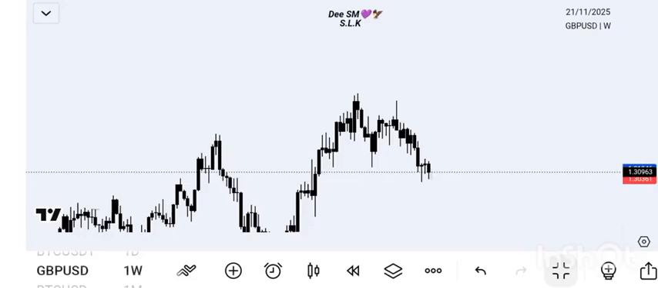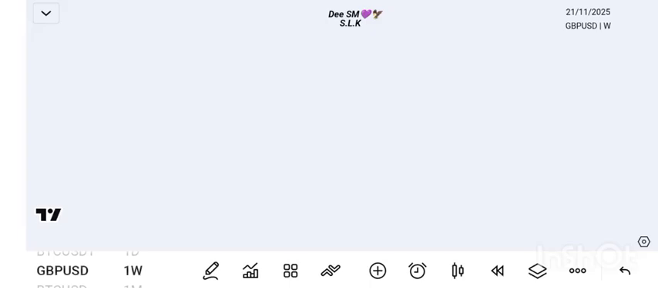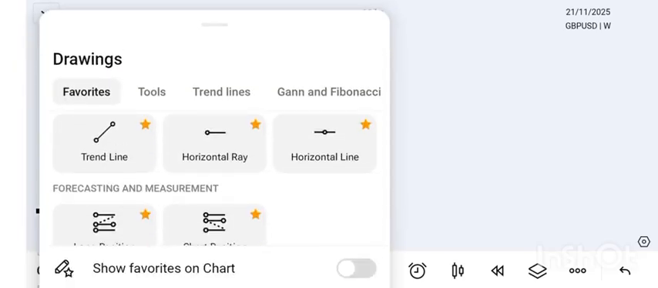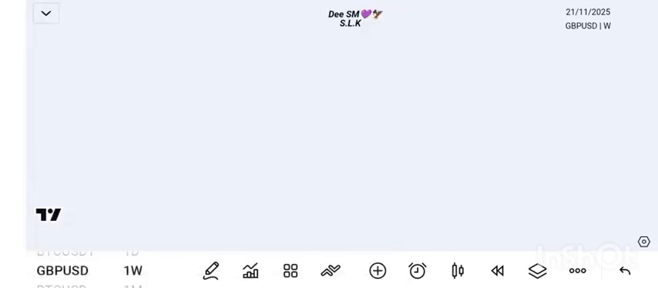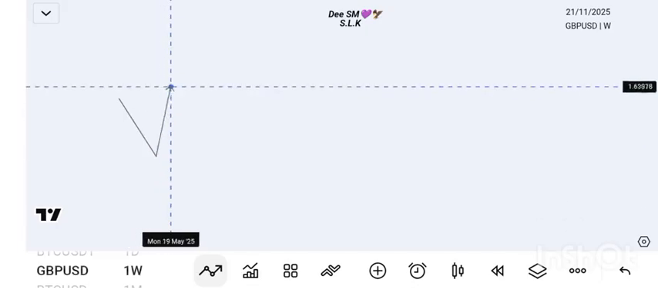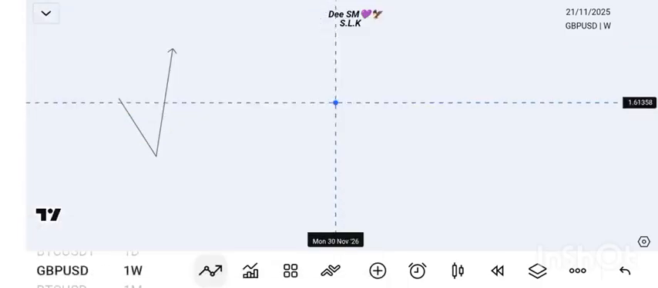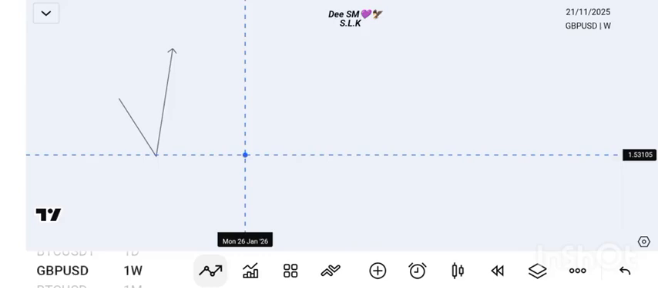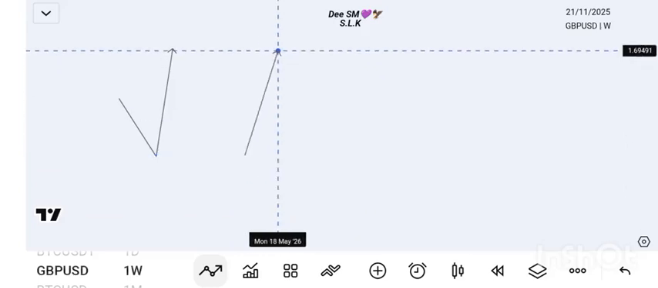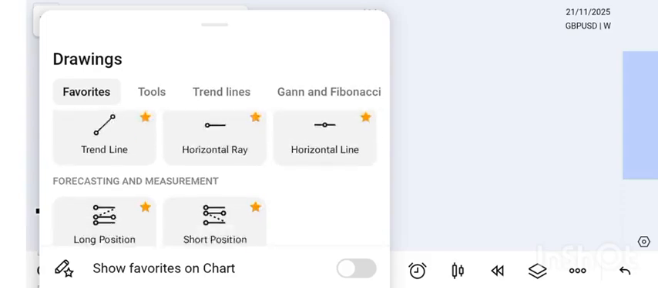Alright. So quickly, you all know the strategy that I trade, right? I trade S.L.K, meaning structural liquidity and key levels. When it comes to key levels, we have just three types of key level. Number one, we have the V-shaped key level, a key level that looks like a V. Number two, we have the A shape, and then we have the last one, which is the open close.